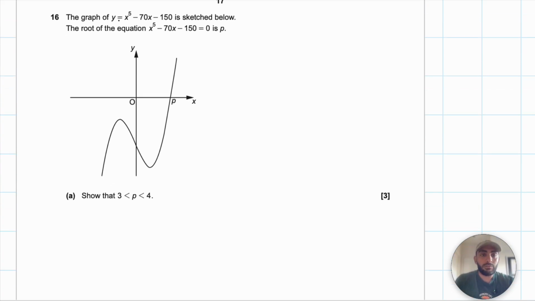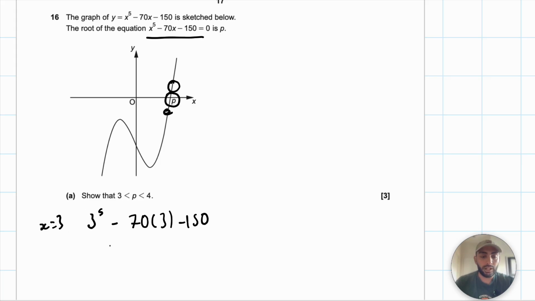Question 16. The graph of y equals x to the power of 5 minus 70x minus 150 is sketched below. The root of the equation is p. So this is just telling us that where it crosses the x-axis, the value is p. Show that p is between 3 and 4. If we substitute 3 into this equation, we should get a value lower than 0. If we substitute 4 in, we should get a value larger than 0. So let's substitute both of these in. So substituting x is 3, so we have 3 to the power of 5 minus 70 times 3 minus 150.